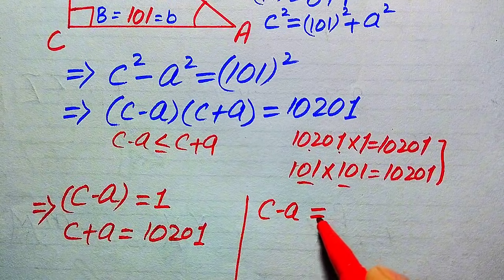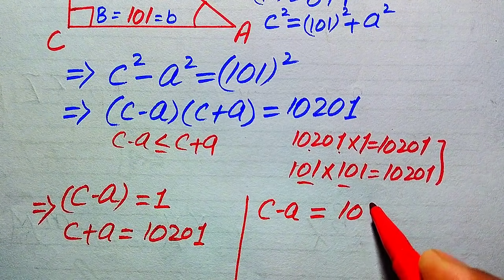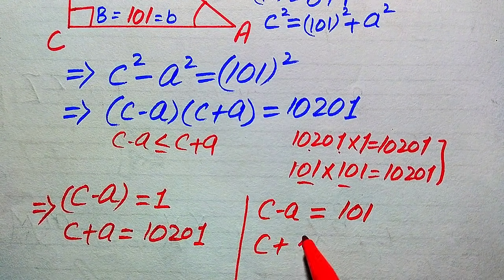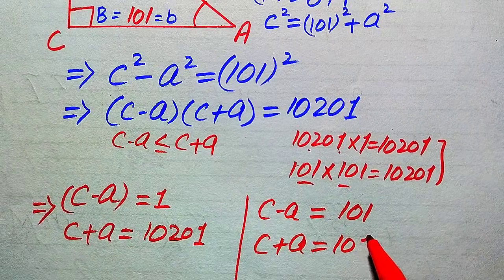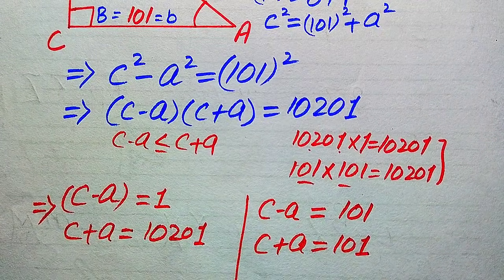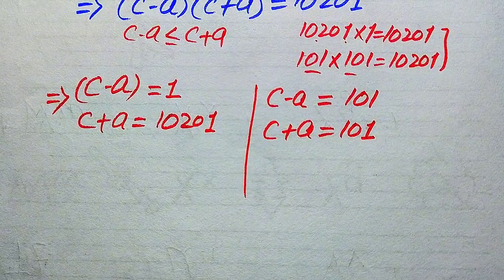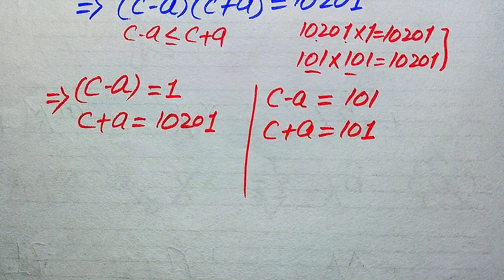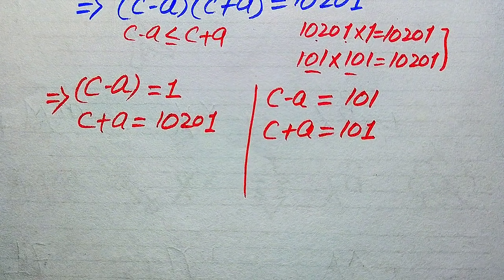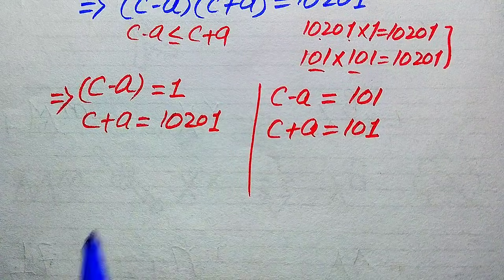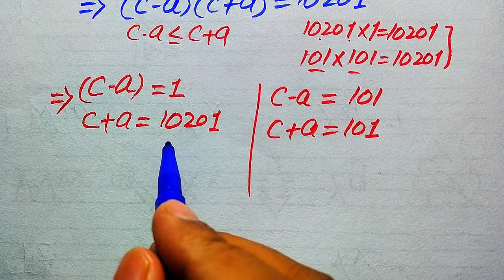The second case we can write here: c minus a equals 101 and c plus a also equals 101. So these are the two cases which we need to solve here, and we easily get the values of a, b and c. So first we find the values of a, b and c, and then we move towards the perimeter and area. So here we have these two equations.